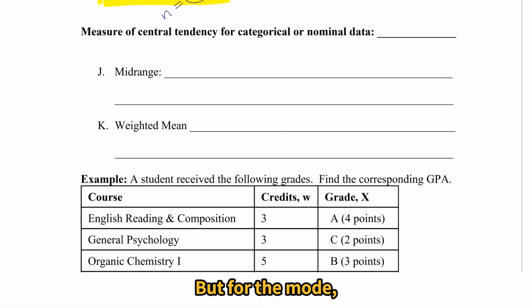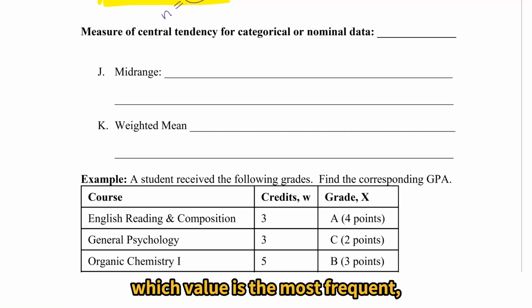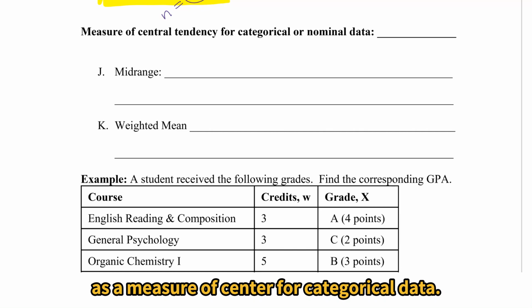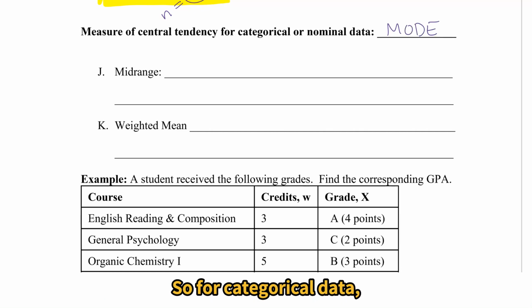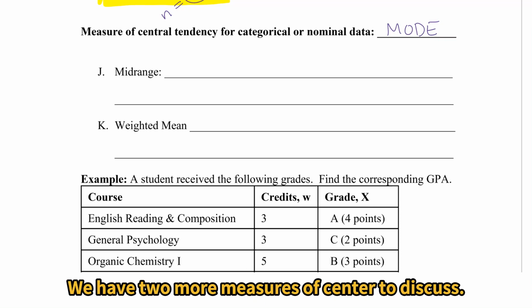Those formulas are requiring quantitative data. But for the mode, when we're being asked what occurs most often, which value is the most frequent, we can use the mode as a measure of center for categorical data. So for categorical data, the best measure of center is the mode. We have two more measures of center to discuss.